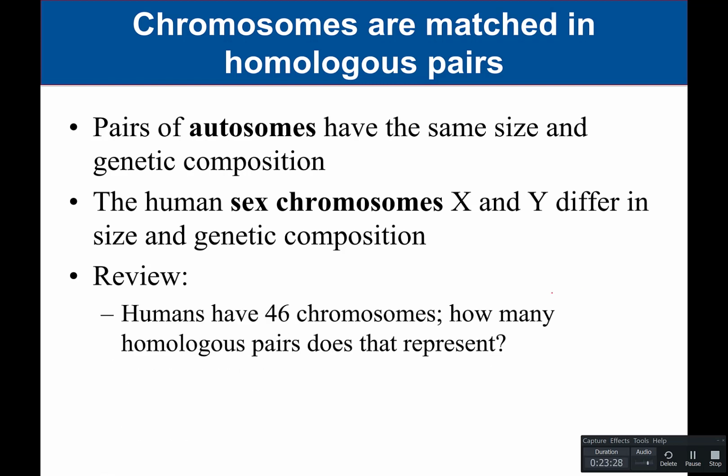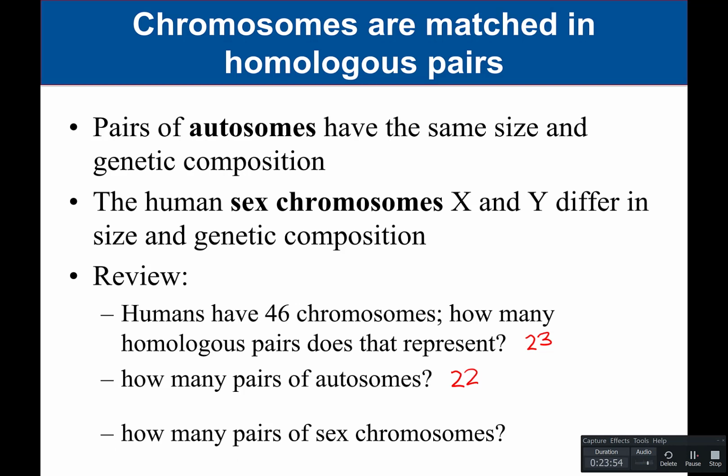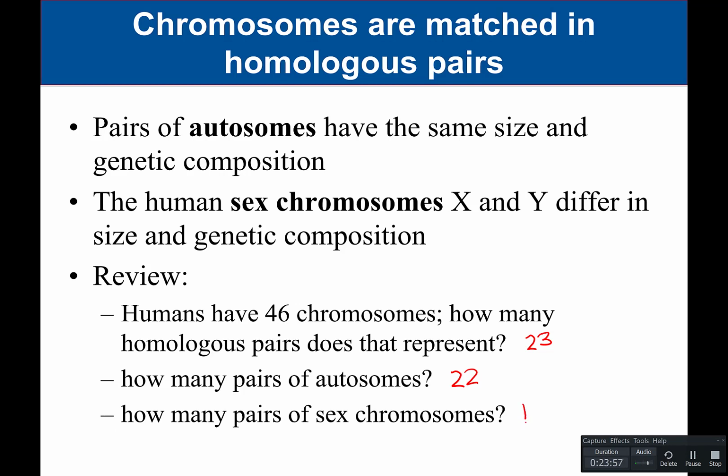So a little review. Humans have 46 chromosomes. How many homologous pairs does that represent? Answer, 23. How many pairs are autosomes? 22, because the remaining pair are going to be sex chromosomes. So we have one pair of sex chromosomes. So of the 23 pairs, 22 of those pairs are the autosomes, the ones that are not used for sex determining, and you have one pair of sex chromosomes.